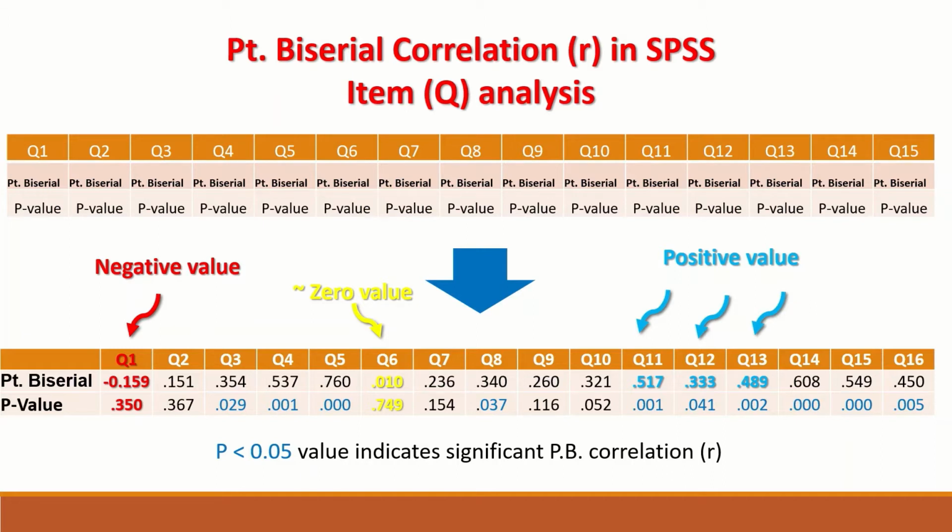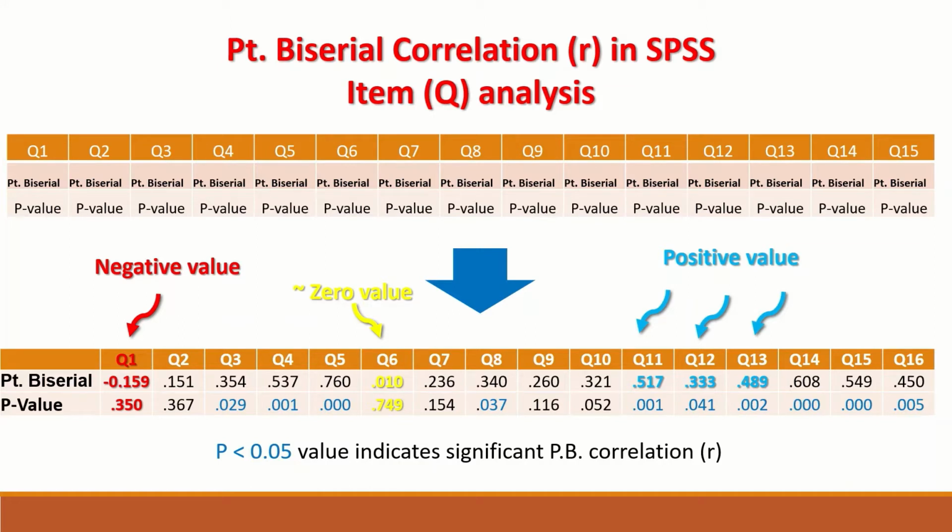If we look at question number 6, which is labeled yellow, we can see the value for the coefficient, or the R, is close to 0 and the p-value is very high. So this question is not discriminating between high and low students. It is close to 0 and is considered a bad question, and it is required to be either modified or omitted from the exam.